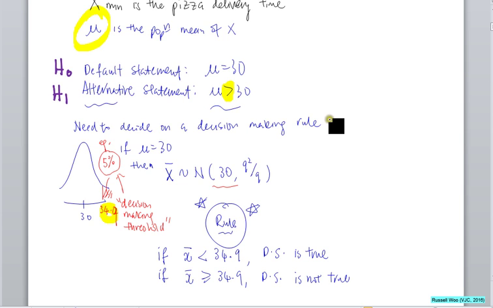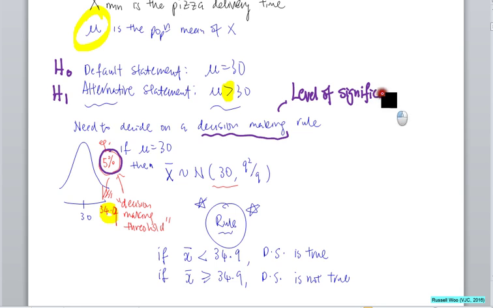Now, this decision-making rule, this 5%, I say again, is decided by the person conducting the test. This decision-making rule, we call it the level of significance. In this case, it is 5%. That means you are saying, I can only accept 5%. Anything smaller than 5% is considered a rare event, therefore I reject my H0. Follow what I'm saying?